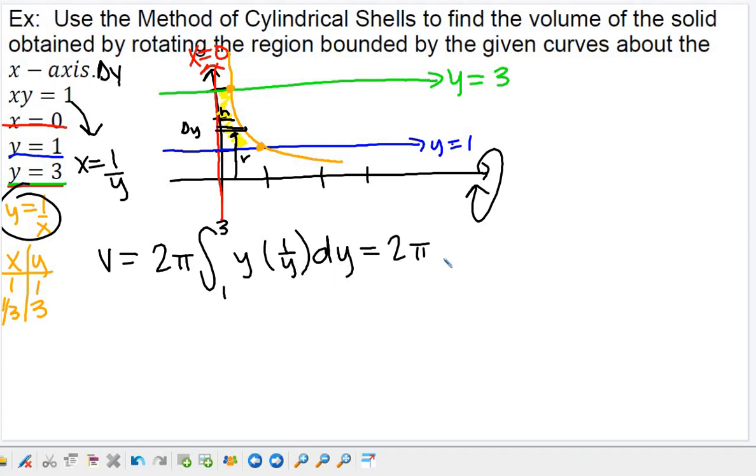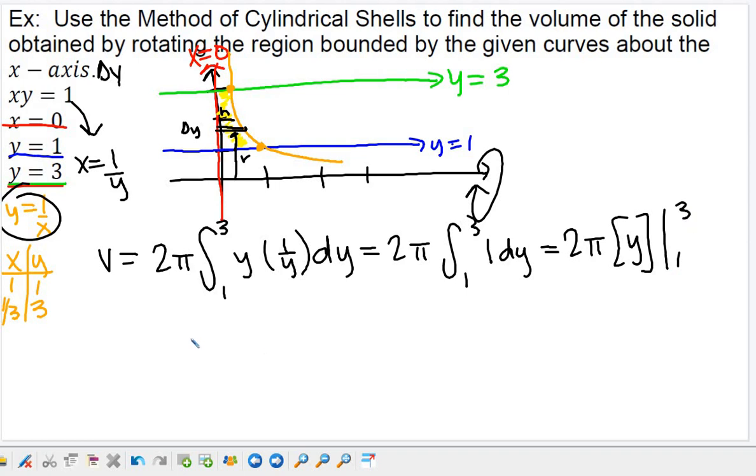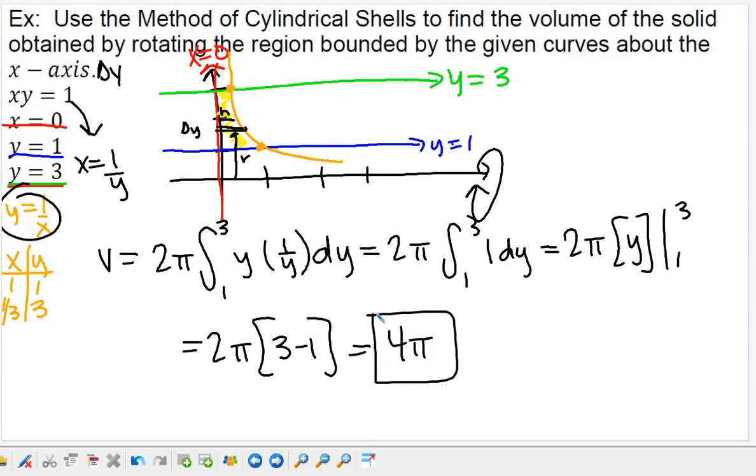So then we have 2 pi from 1 to 3. Y times 1 over y is 1 dy. Don't get overconfident here because the antiderivative of 1 is y from 1 to 3. So you have 2 pi, 3 minus 1, which is 4 pi.